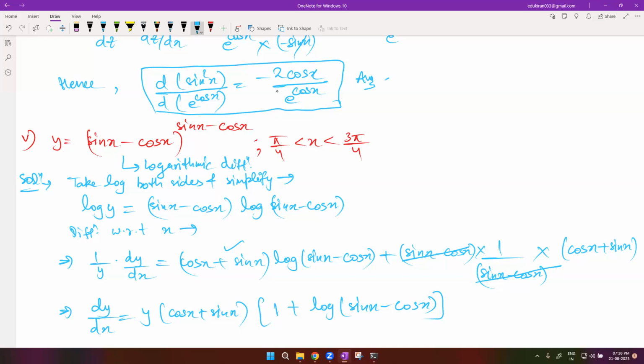What have we done here? Cos x plus sin x in both terms, this also and here also. They have cancelled each other. So we have taken cos x plus sin x common from the first and second term. In the second term there is only 1 left, and in the first term log of sin x minus cos x was left. So dy by dx should be y times cos x plus sin x into 1 plus log of sin x minus cos x. That should be our final answer.